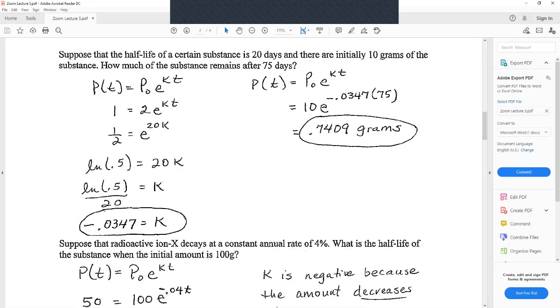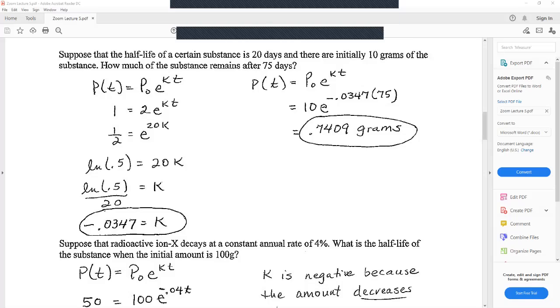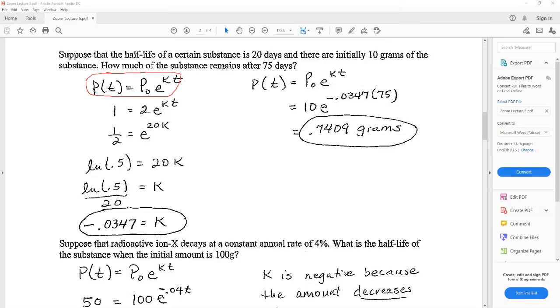Suppose that the half-life of a certain substance is 20 days, and there are initially 10 grams of the substance. How much of the substance remains after 75 days? Okay, so let's think about this. We know that our formula for growth and decay fits this model here. And a big clue here is half-life. We know that the half-life of a certain substance is 20 days, and we know that the initial amount is 10 grams.